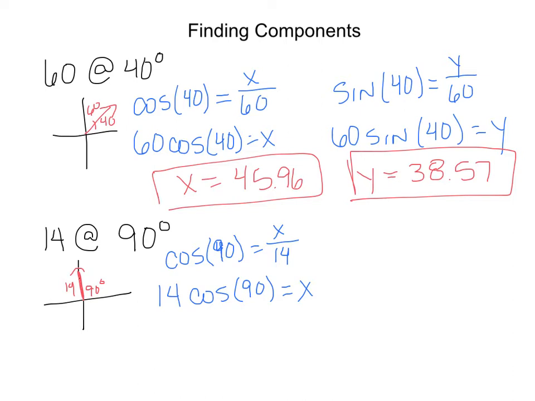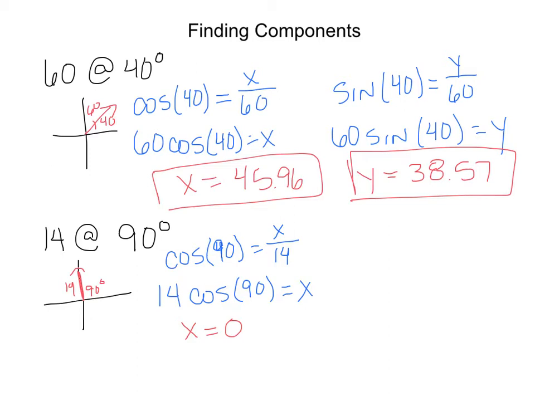Although if you are a savvy person, you already know what the cosine of 90 is. The cosine of 90 is 0. 14 times 0 is 0, and that means that we have an x component of 0. Now look at your graph. That kind of makes sense, right? It's going straight up and down. It doesn't go side to side at all, so it's not going to have an x component. However, it most certainly has a y component.